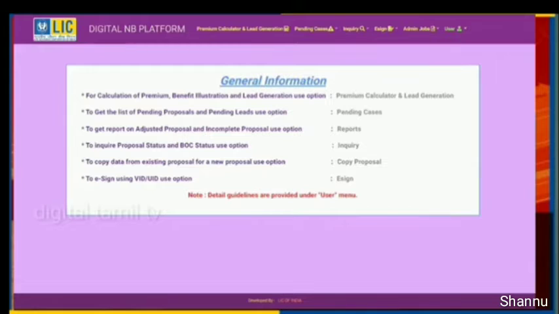To e-sign ACR, click on Admin Jobs. In case you need to resend a proposal validation link to your customer, click on Admin Jobs. And to understand the detailed guidelines, click on User. The first premium receipt can be generated and resent through the above options. Now, click on Premium Calculator and Lead Generation.